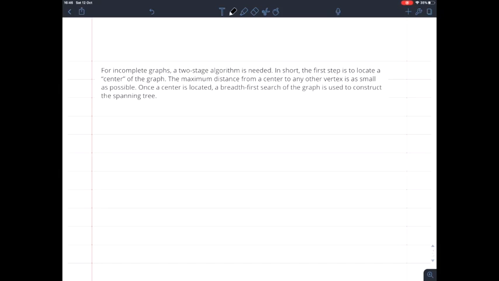If you want to create the minimum diameter spanning tree for incomplete graphs, you need a two-stage algorithm. The first idea is to locate the center of the graph, where the maximum distance from the center to any other vertex is as small as possible. And once you've got the center, then you do a breadth-first search to construct the spanning tree.